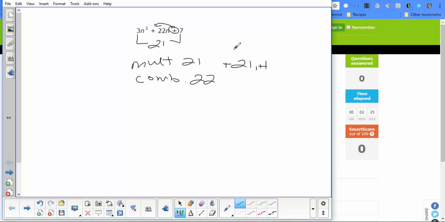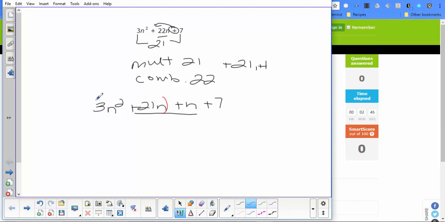Well, these numbers are actually going to take the place of the 22n. So we write down 3n squared plus 21n plus n plus 7. So where the 22 was, now we have 21 plus 1n, and if we added those back together, it would give us the 22. Now we factor by grouping.